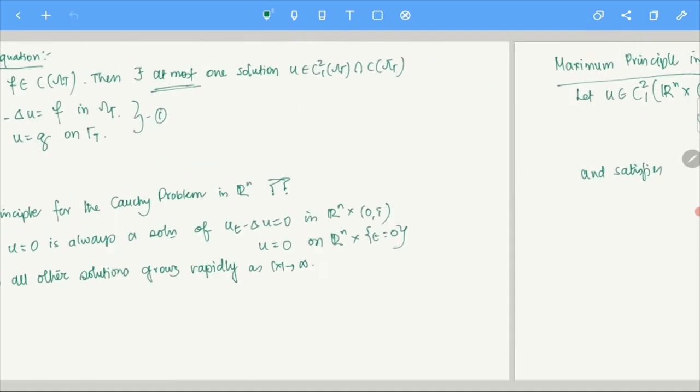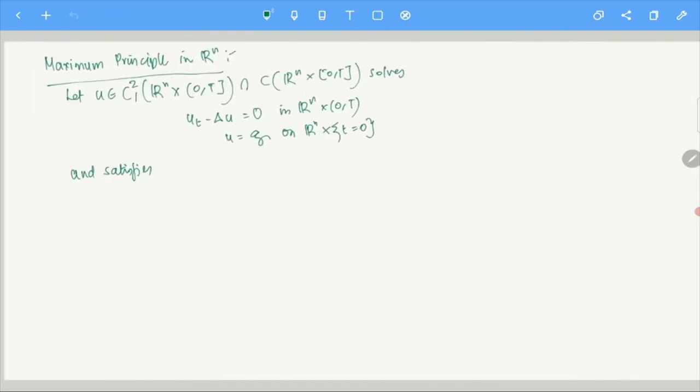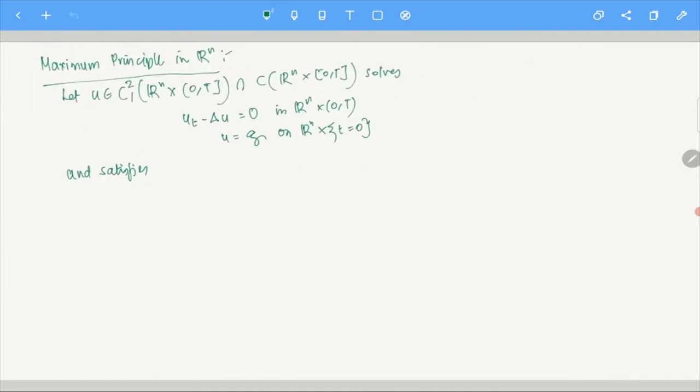We did not prove it, but we said that all other solutions grow rapidly as mod x extends to infinity. Okay, this we can show. So what we are going to do is put a control on the growth, so that solutions satisfy the growth estimate. If you are allowing all solutions to grow exponentially very fast as mod x extends to infinity, there is no way you can find a maximum or minimum principle like that, right? So you have to have some control here.